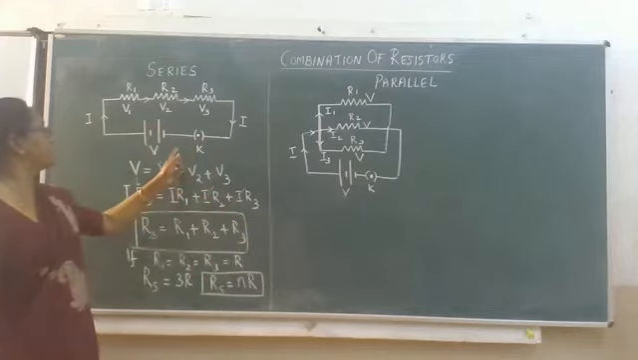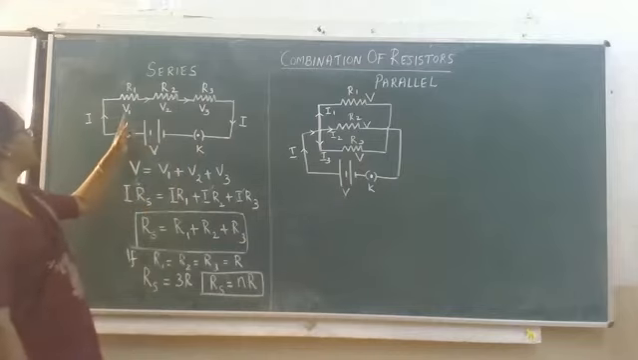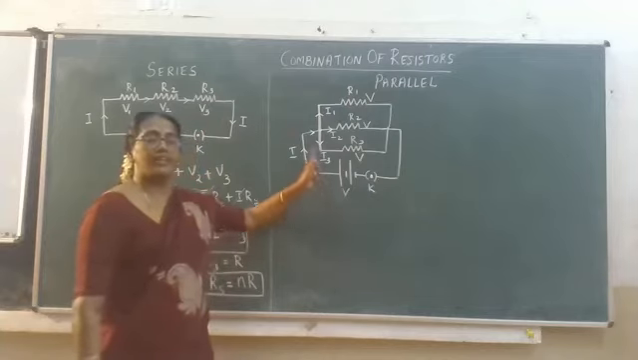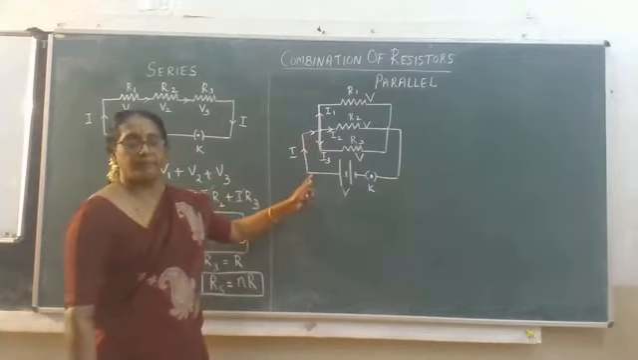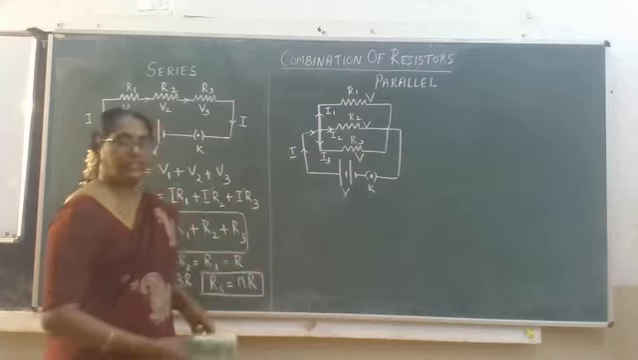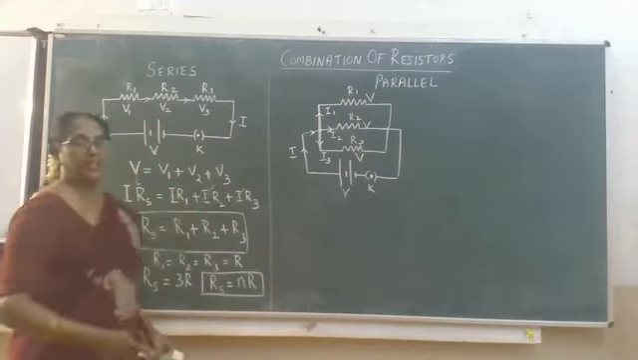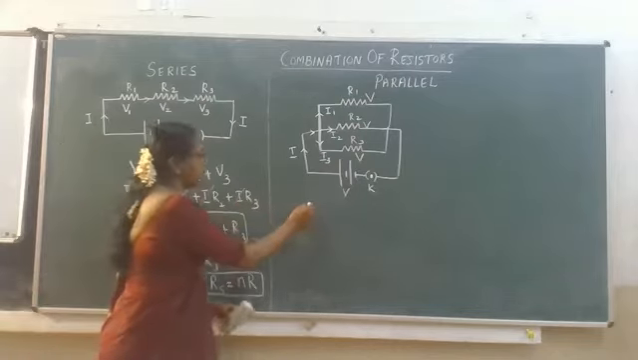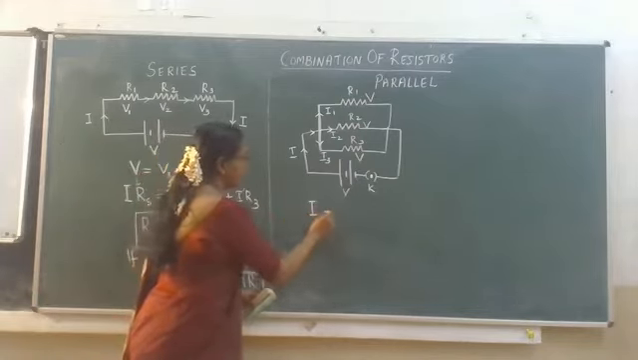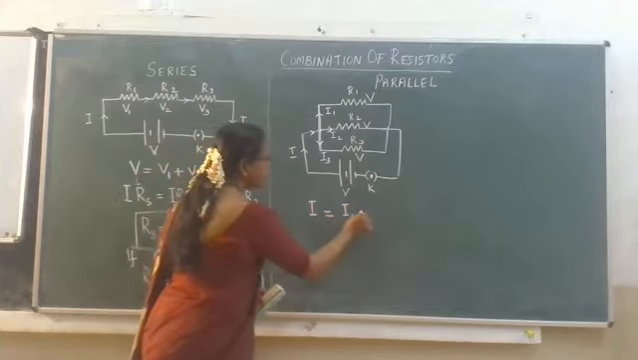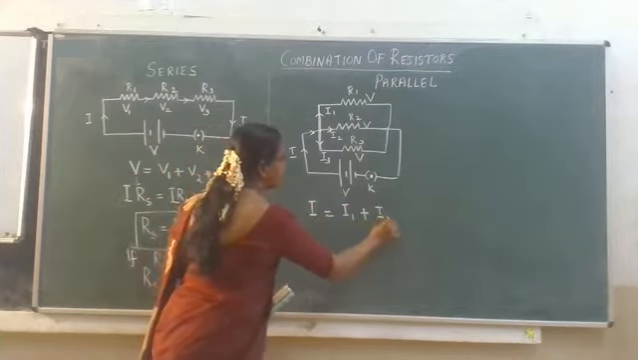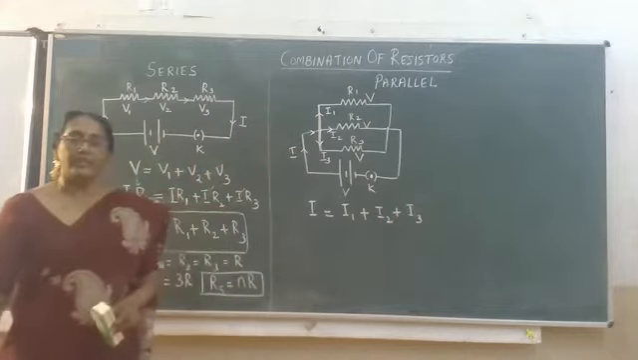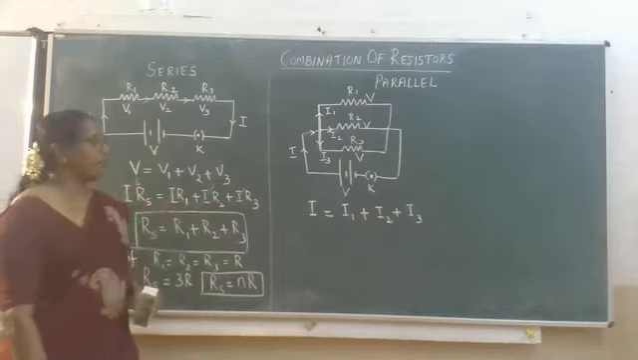So a series circuit is the one in which the potential difference is getting shared. A parallel circuit is the one in which current is being shared. So we have to start with the equation of what is being shared. So here we started with the V which is shared. Here you have to start with the current which is sharing. So I is equal to I1 plus I2 plus I3.